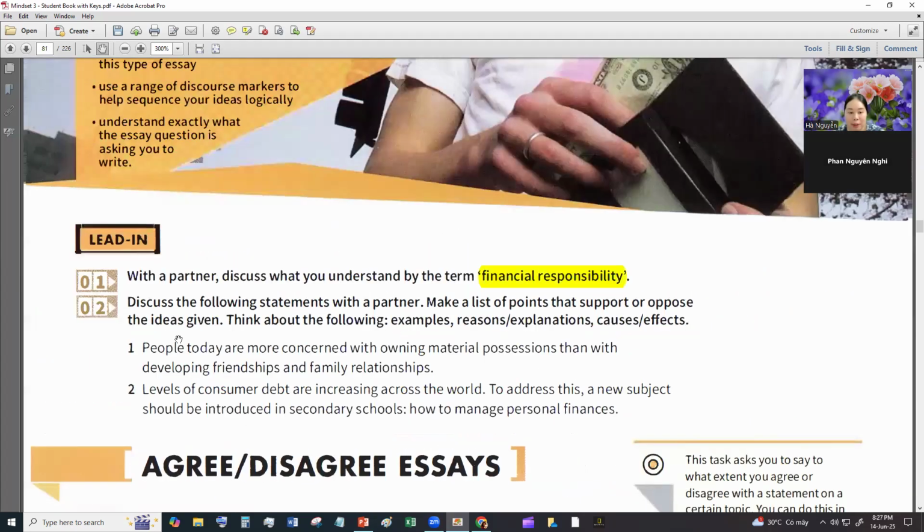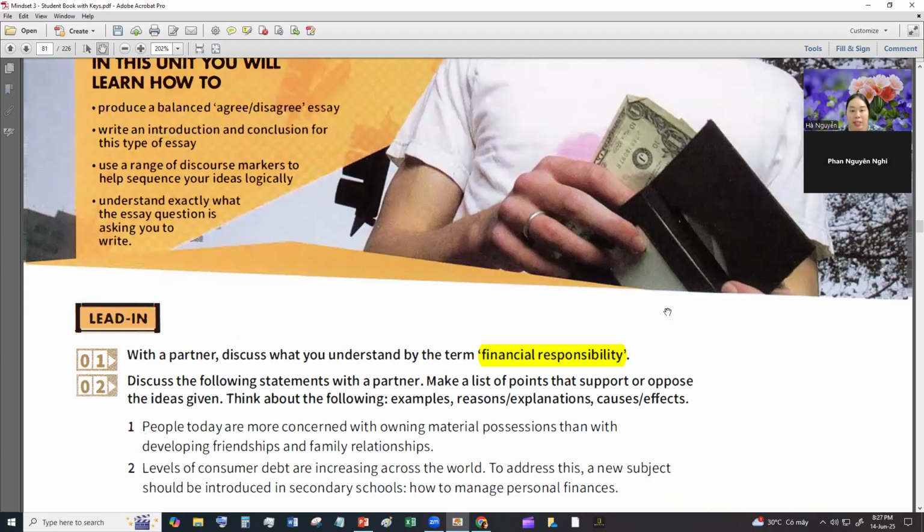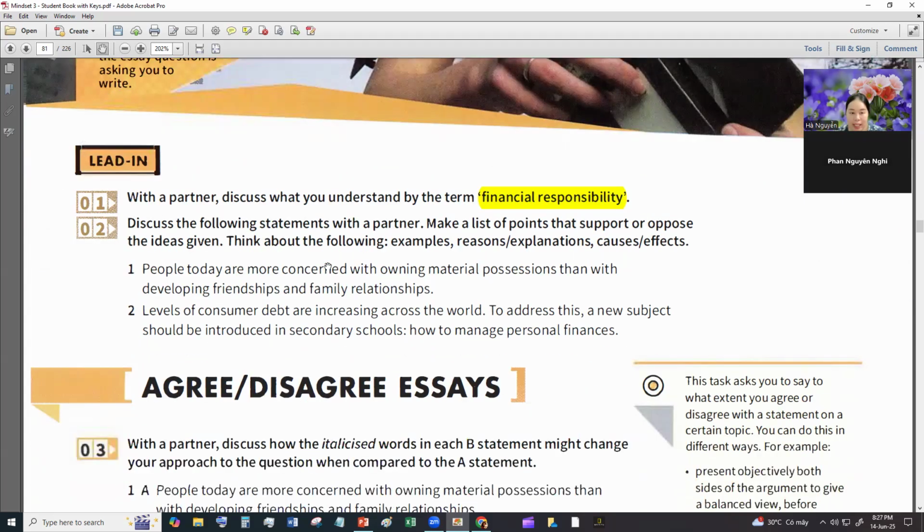Now let's think about the two statements here. Make a list of points that support or oppose the ideas. Think of examples, reasons, explanations, causes, and effects. Because in this unit we focus on the agree or disagree essay, in exercise 2 we brainstorm ideas that support, that agree, or oppose, that disagree with the statement.